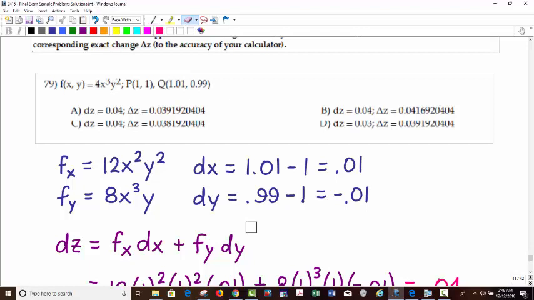And dx and dy represent the change in x and the change in y. Either one of them could be positive, negative, or zero. To find dx, you take the second x point minus the first x point. So 1.01 minus 1 would be positive 0.01, but the next one is 0.99 minus 1, which will be negative 0.01. That one is negative because y decreased.